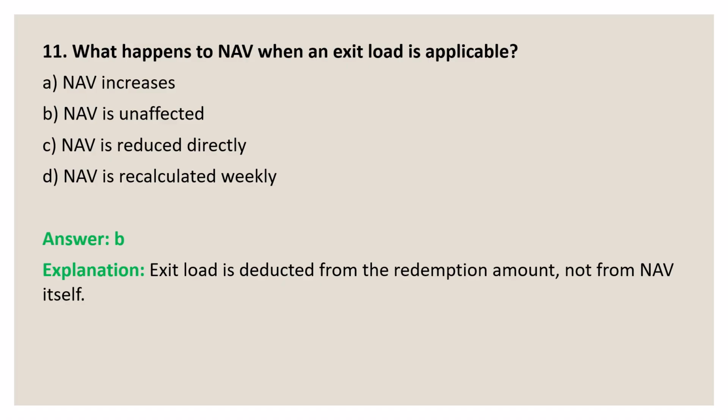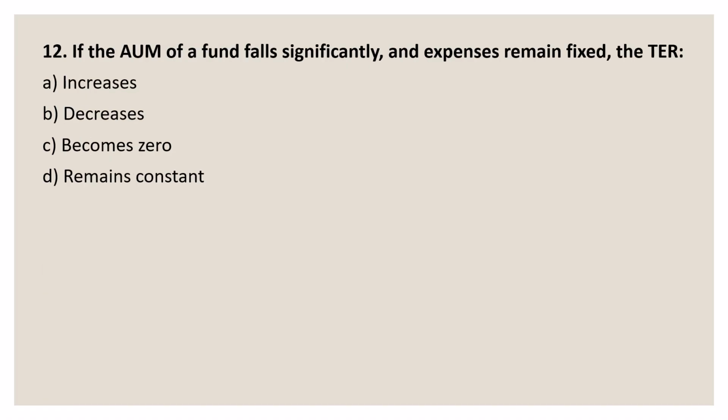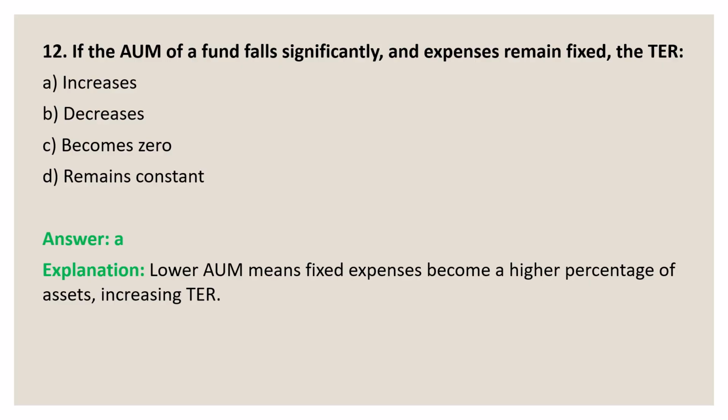Next question. If the AUM of a fund falls significantly and expenses remain fixed, the TER is option A, increases; option B, decreases; option C, becomes 0; and option D, remains constant. Correct answer is option A, increases. Lower AUM means fixed expenses become a higher percentage of assets, thus increasing the TER.